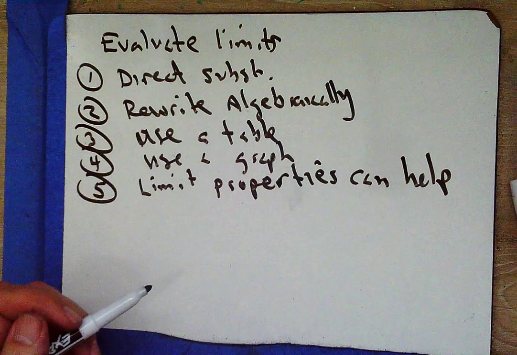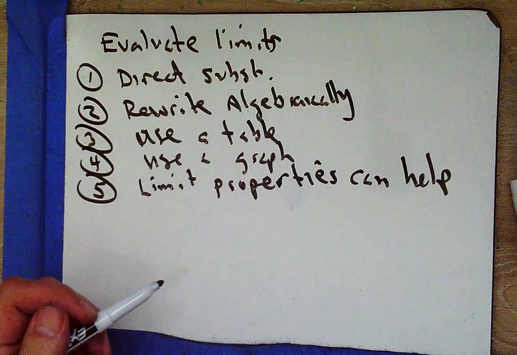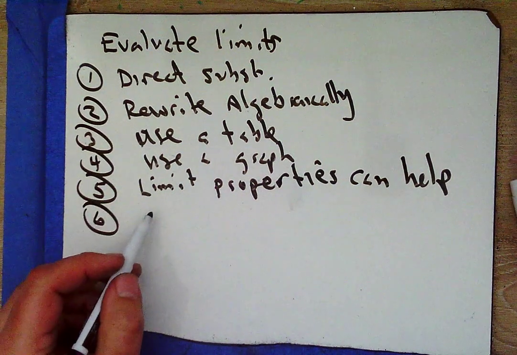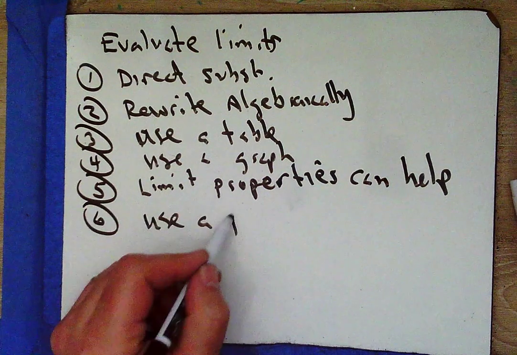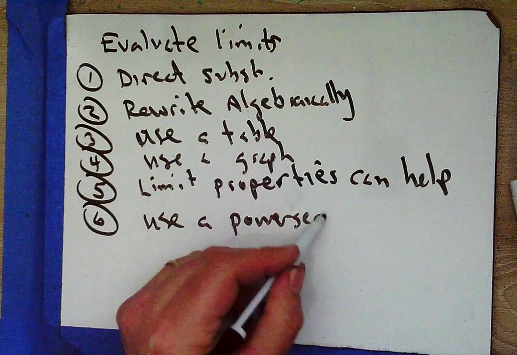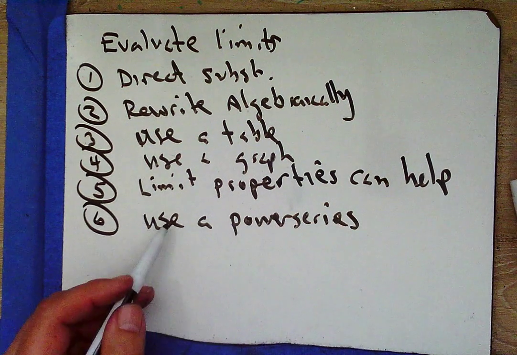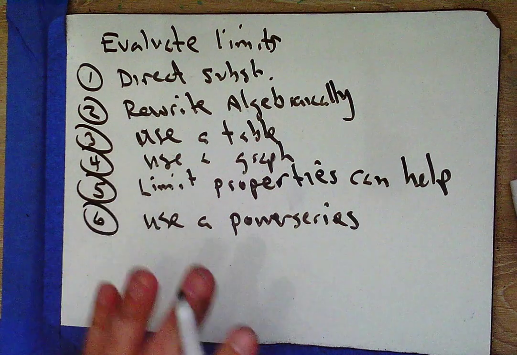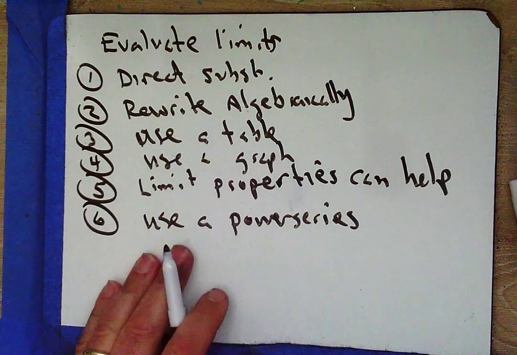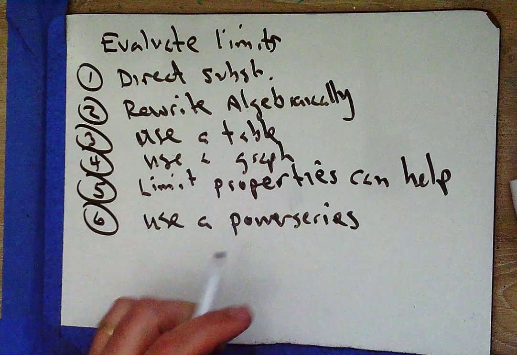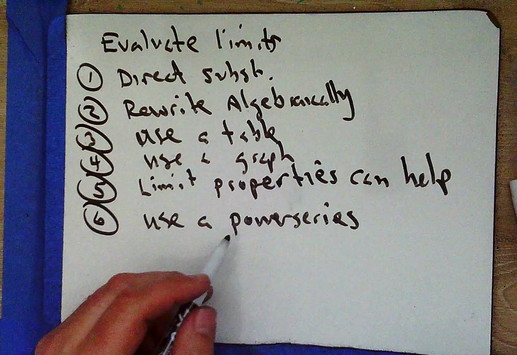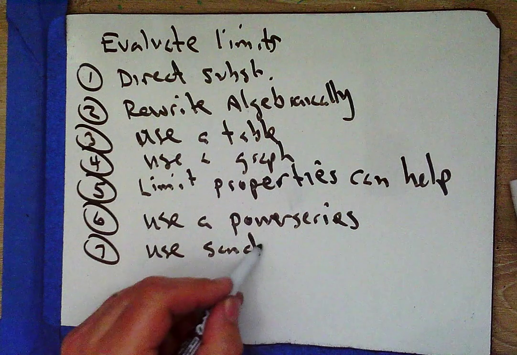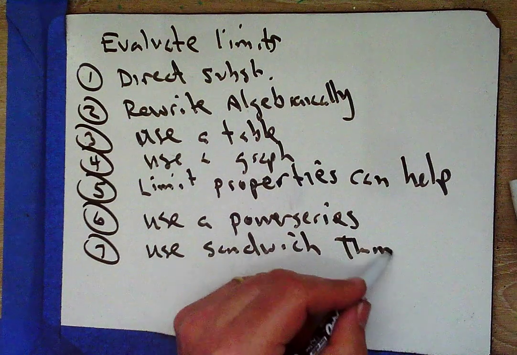And that seems like a lot of things that we could use to evaluate a limit. However, there's more. So 6 is to use a power series. We won't be doing this in our class. This is a Calc 2 topic, but since we're talking about evaluating limits, I'm going to show you how to use a power series to do that. You don't have to worry about taking notes on this power series, but I can show you that. And 7, use the sandwich theorem. And I'll show you that too.